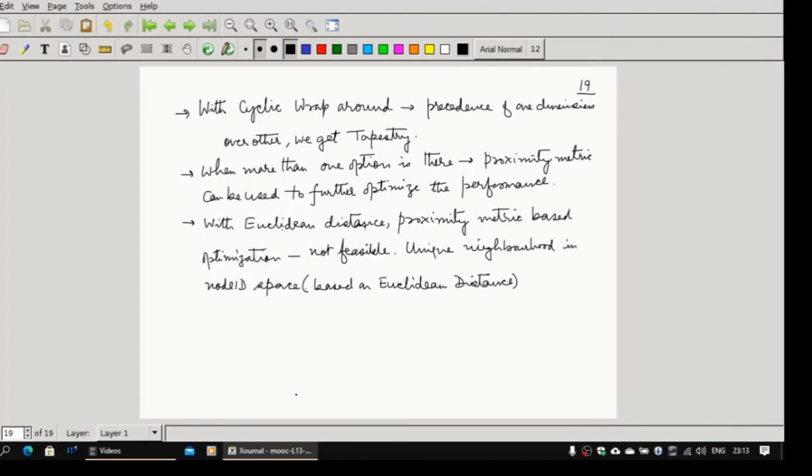And of course with cyclic wraparound also this can be done. You can give precedence to one dimension over another, either doing distance that way or using Euclidean distance also, it can be done on an n-dimensional torus. Then of course whenever more than one option is there, use the proximity metric to further optimize the performance. Though in Euclidean distance normally only the nodes with the same Euclidean distance will be the options available to you. So options will be fewer. So optimization also will be less compared to when you are choosing, say, a Tapestry kind of structure where the options are pretty large.